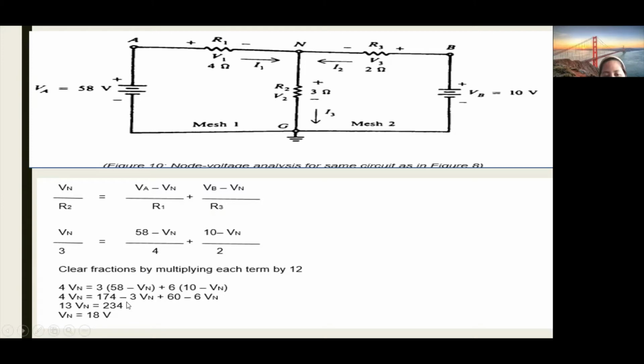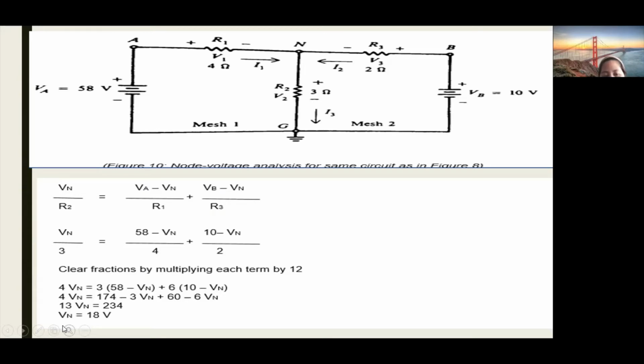So I3 is I1 plus I2, which is 10 minus 4, so 6 amperes. Then I3 is equal to 6 amperes, and V2, which is VN, is 18 volts.